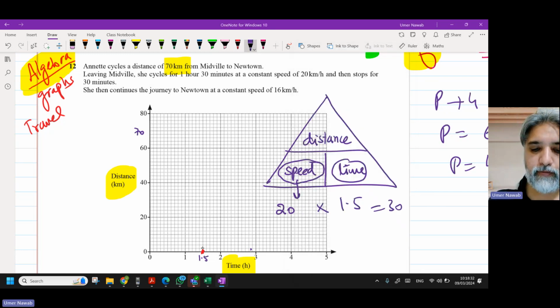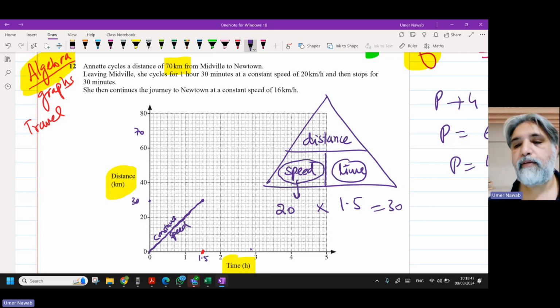So at 1.5, I have to go how much up? 30. And it is a sloping line. A sloping line represents constant speed in the distance-time graph.